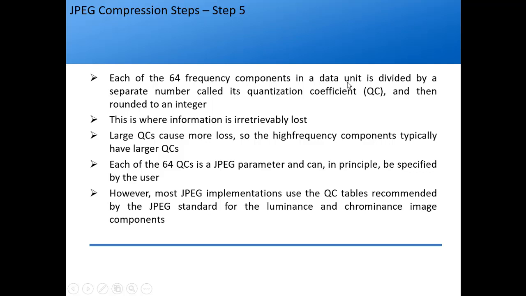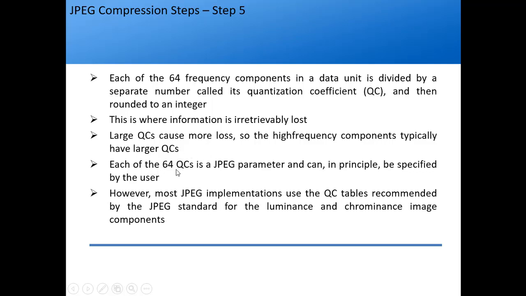64 frequency components in a data unit is divided by a separate number called quantization coefficient and then rounded to an integer. Now since we are getting decimal numbers, that is floating point numbers, we will round it to some integer. So this is where information is actually lost, and this is where compression will come. So large QCs cause more loss. The high frequency components typically have larger QCs. This is what we saw in DCT.